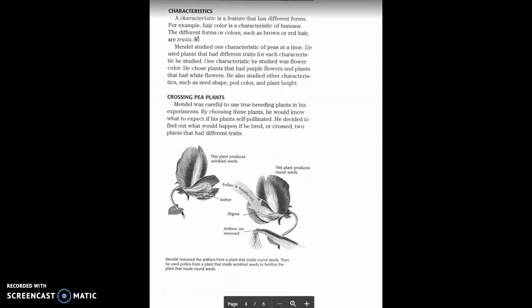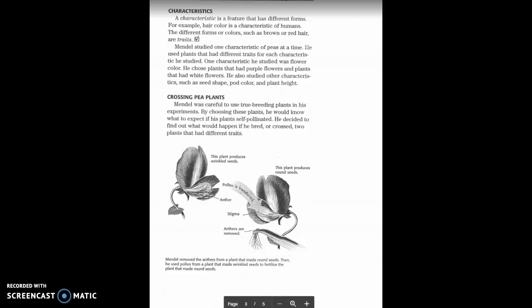All right, so let's read this. Page 65 first, okay? So follow along. Characteristics. A characteristic is a feature that has different forms. For example, hair color is a characteristic of humans. The different forms or colors, such as brown or red hair, are traits. Mendel studied one characteristic of peas at a time. He used plants that had different traits for each characteristic he studied. One characteristic he studied was flower color. He chose plants that had purple flowers and plants that had white flowers. He also studied other characteristics such as seed shape, pod color, and plant height.